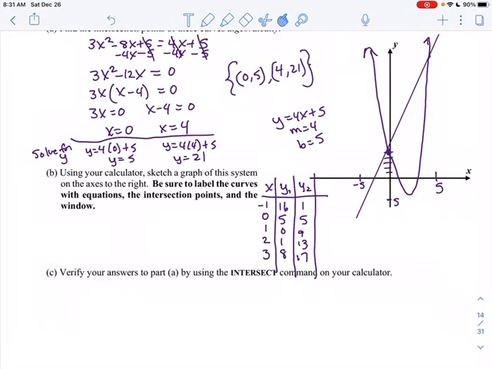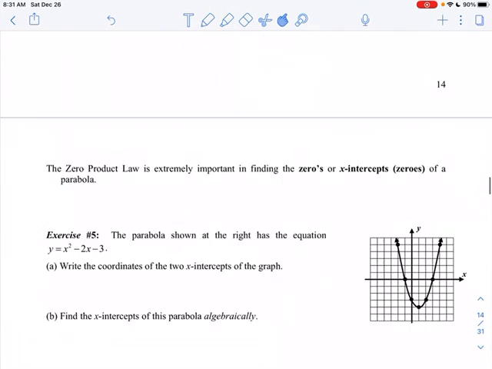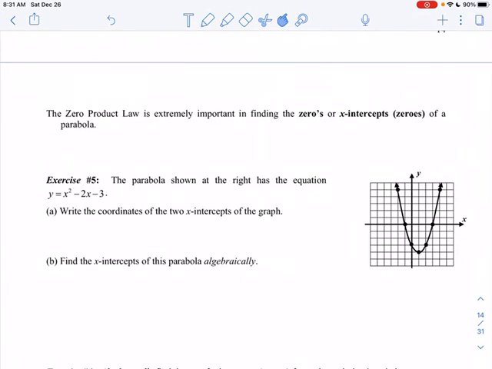All right, and if we flip over to the last page, the zero product law is important in finding the zeros or the x-intercepts of a parabola. So basically it's your solution right here. So here we have our parabola. It's already graphed for us, just to look at a problem that's a little bit different. I want to write down the coordinates of the two x-intercepts of the graph. All right, the two x-intercepts.